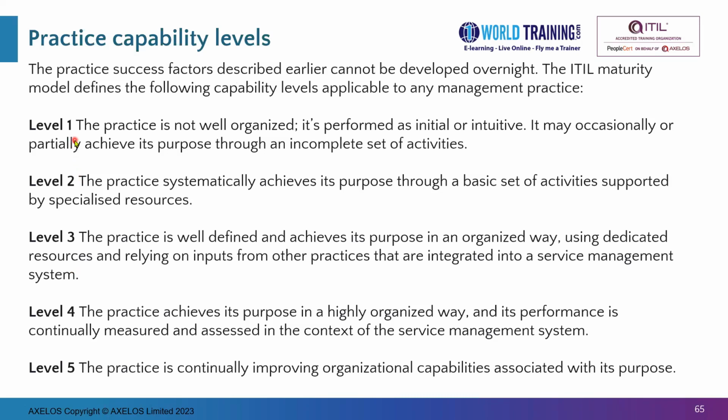Very briefly, therefore, level 1 means there is no organization for the practice, meaning not well organized. It is done in a random way through incomplete activities. And the practice may not achieve its purpose or may achieve its purpose only partially. Level 2, it is more systematic. There are some basic activities that are happening consistently, and there is utilization of specialized resources. Level 3, well-defined practice, well-organized, dedicated resources, and integration into the service management system. Level 4, highly organized, continuous measurement and assessment as well. And level 5, there is continual improvement.